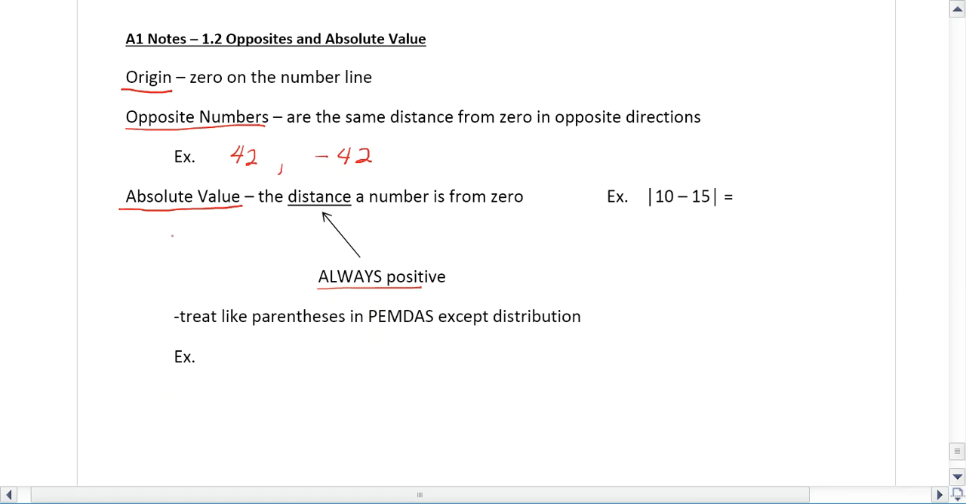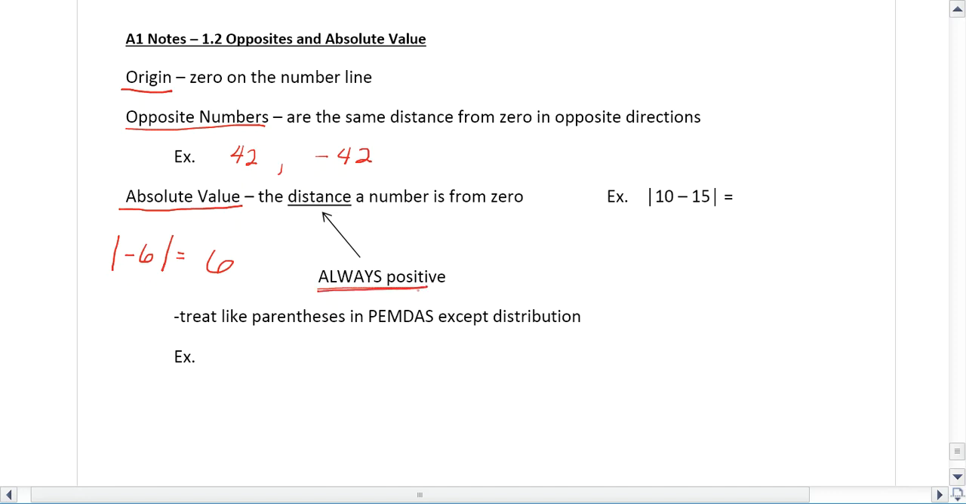A symbol for absolute value looks like this, 2 bars. For example, the absolute value of a negative 6, think distance. How far is it from 0? Well, it is just 6 units from 0. So the absolute value of a negative 6 is a positive 6.